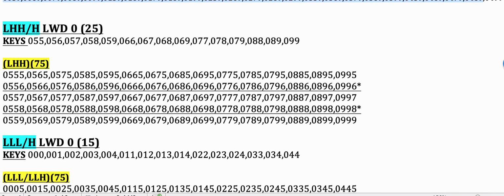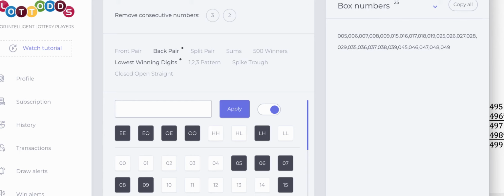And down here, low, low, high, with the high Pick 4 number. These are the keys for the Pick 3. These are only 25. Yeah, excuse me, 1, 2, 3, 4, 5, 6, 7, 8, 9, 10, 11, 15. It's only 15. I'll correct that. Sorry about that. 15, and I'll correct it on the forum as well. And they produce these 75 Pick 4 numbers. I'm going to show you how this works now.